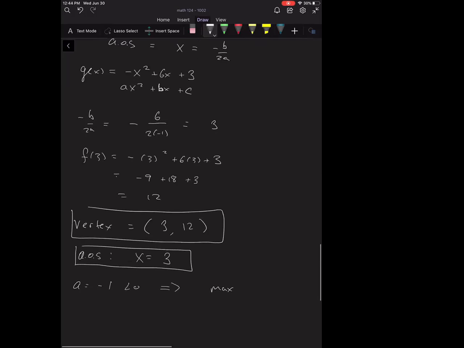So we're going to have a maximum, and the max value is 12. The maximum is always the y coordinate of the vertex. So the axis of symmetry is always the x coordinate, and the maximum is always the y coordinate. Is that all we needed? State whether, okay.